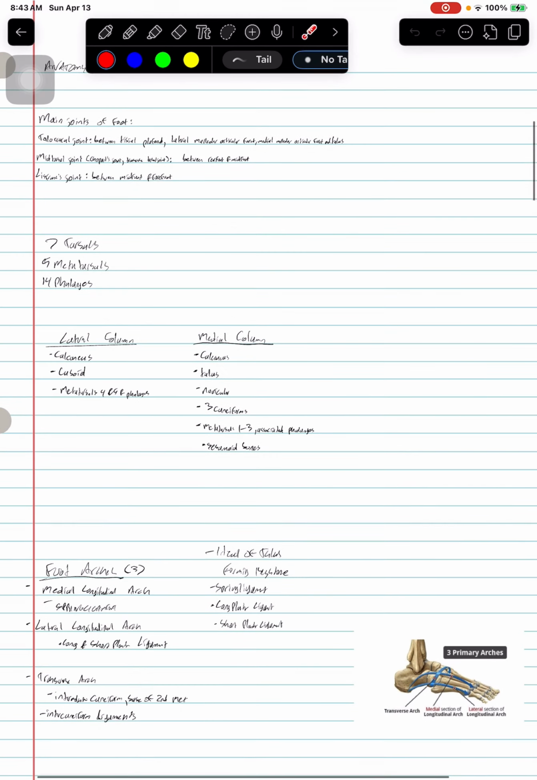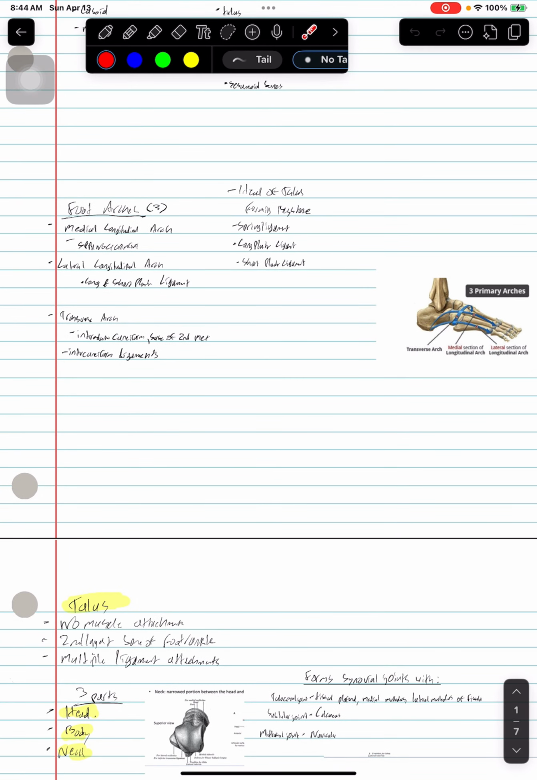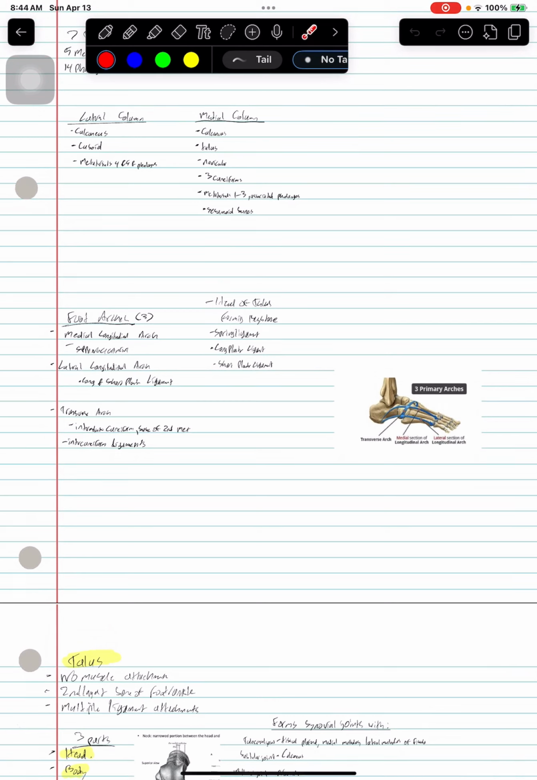There are 7 tarsal bones: your calcaneus, your talus, your navicular, 3 cuneiforms, and your cuboid would be the 7 tarsals. And you have, of course, 5 metatarsals, labeled 1 through 5, and 14 phalanges associated with them. So before we get into the talus, just some more introductory information here.